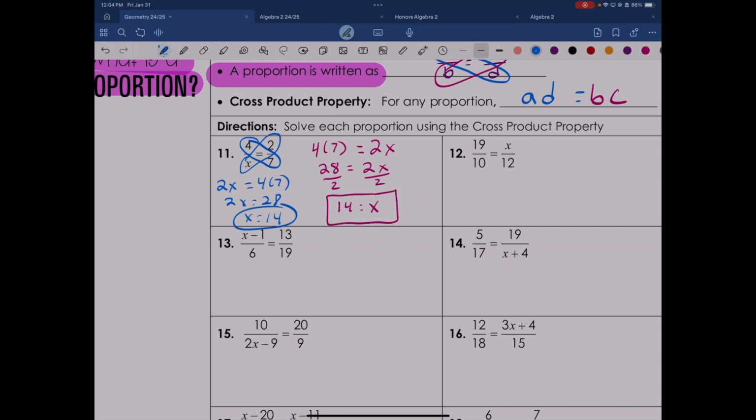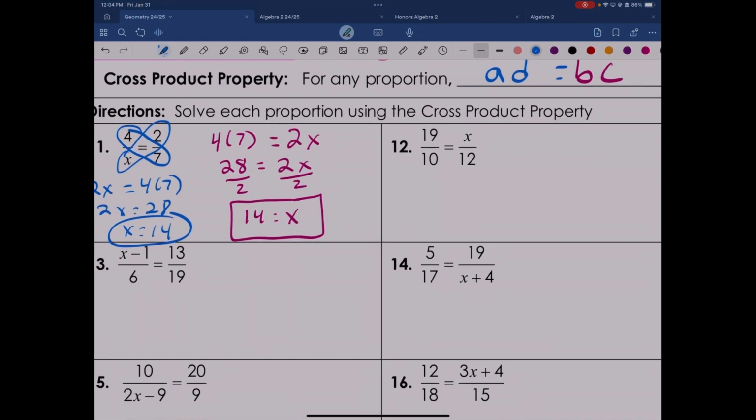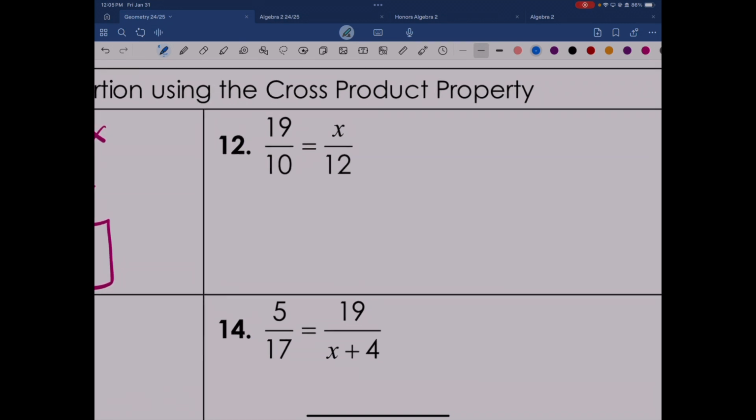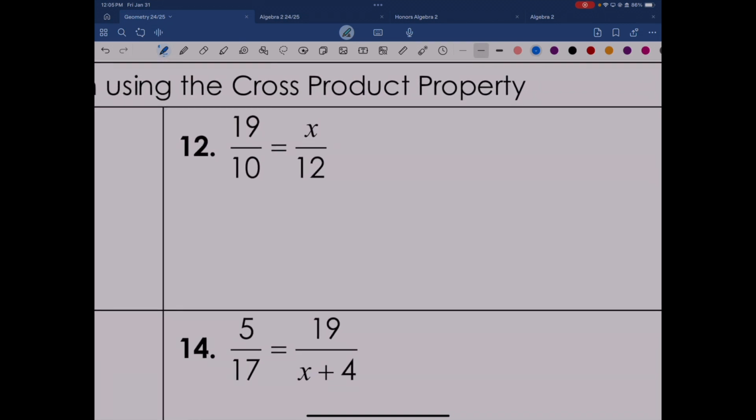Okay. So if we look at question number 12, we've got 19 over 10 is equal to x over 12.